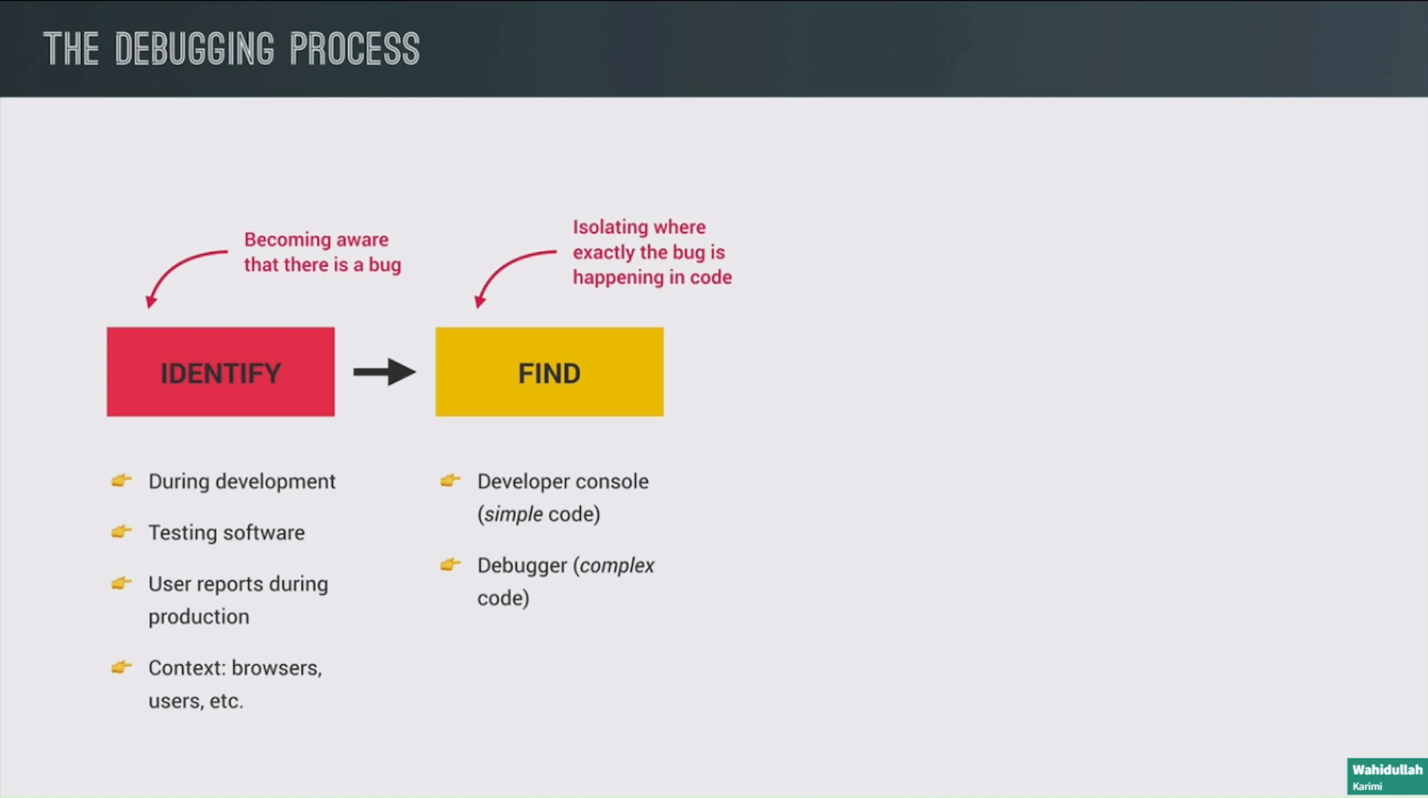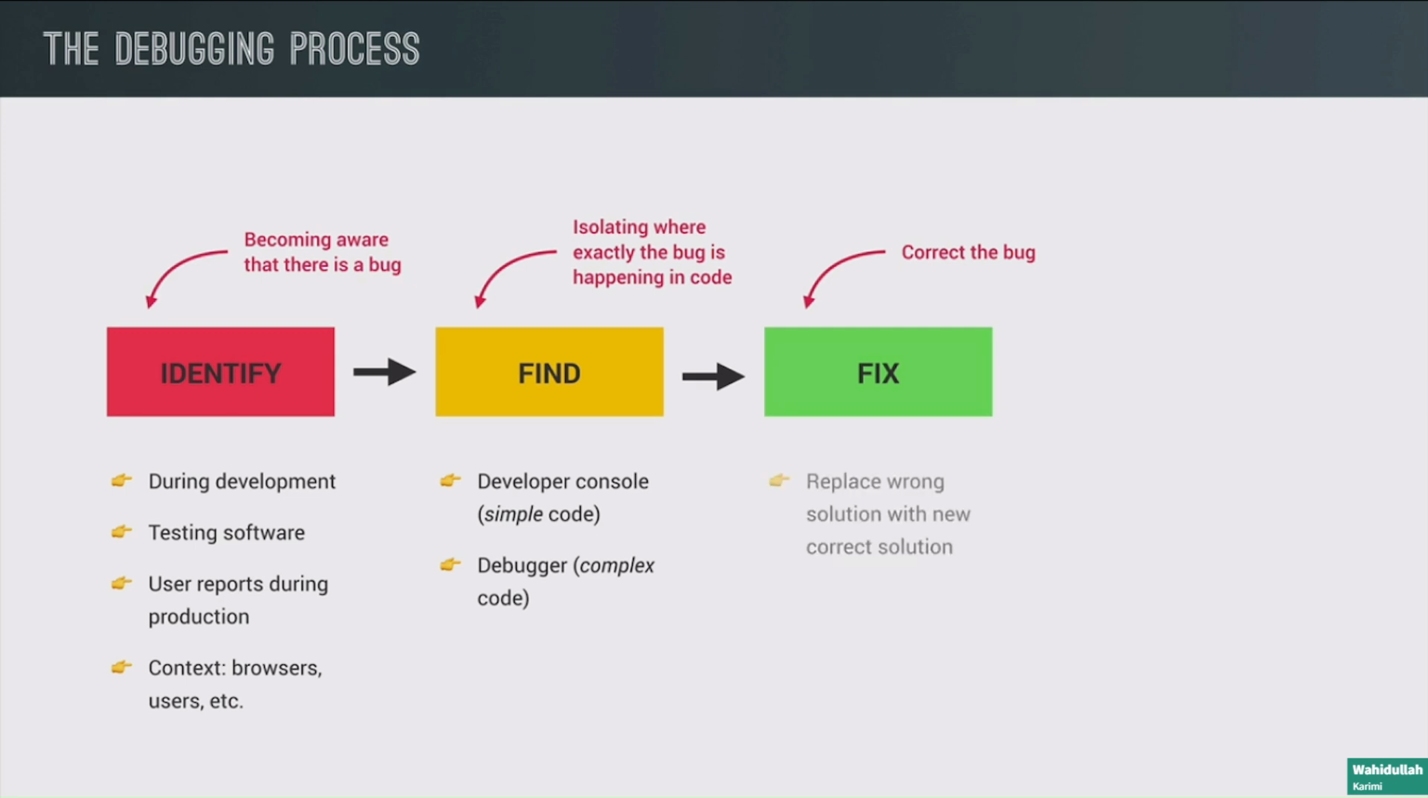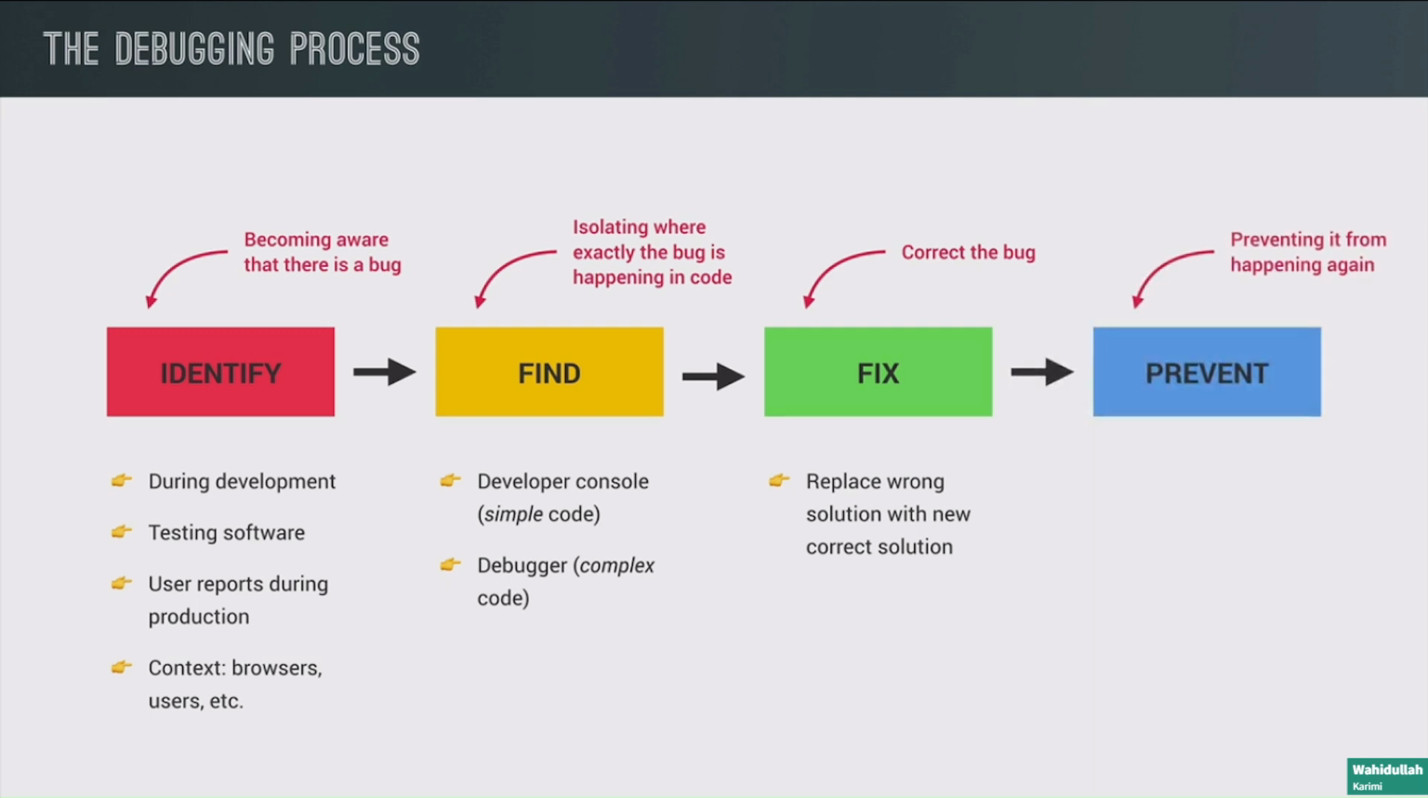Anyway, once we know where the bug is located, we can finally fix it. So we can correct the bug. And this is probably the easiest part. So essentially, all we need to do is to replace the existing, so the wrong solution, with a new correct solution that actually works.